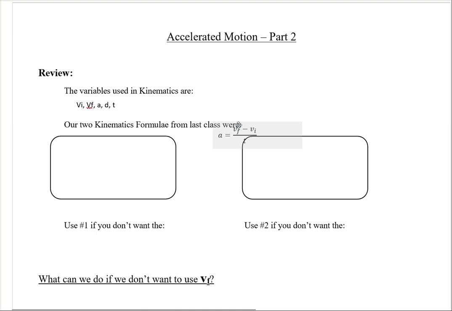And of our two formulas, one of them was the definition of acceleration. Acceleration is equal to the final velocity subtracted by the initial velocity, divided by the quantity of time. And the second formula that we ended up creating was displacement is equal to initial velocity plus final velocity, divided by 2, multiplied by time.